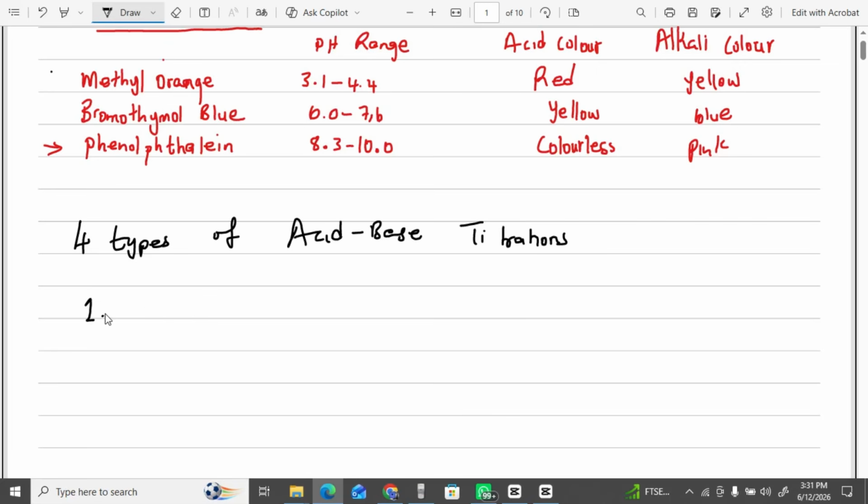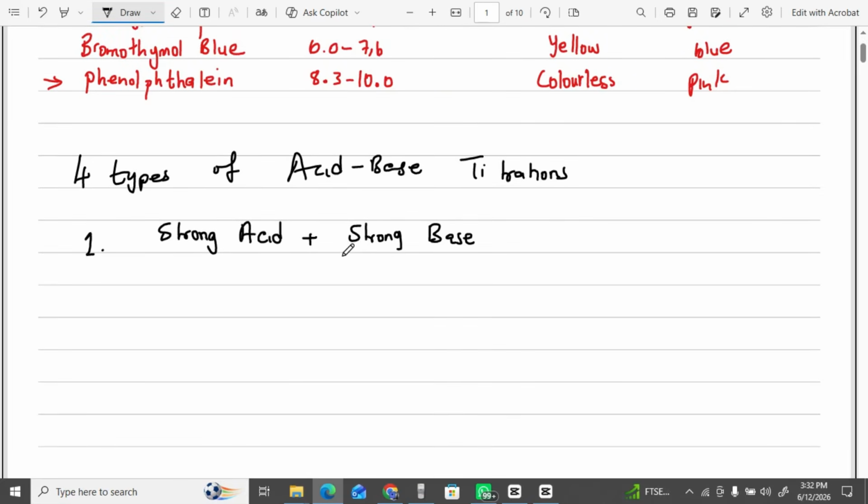So the first one, we call it a strong acid. If you have a strong acid that reacts with a strong base, you just have to know your table for weak and strong bases, which ones are weak and which ones are strong. For example, a strong acid is hydrochloric acid. Let's say I have hydrochloric acid and it reacts with sodium hydroxide. We can see that these two have an equivalence point with a pH that is close to 7.